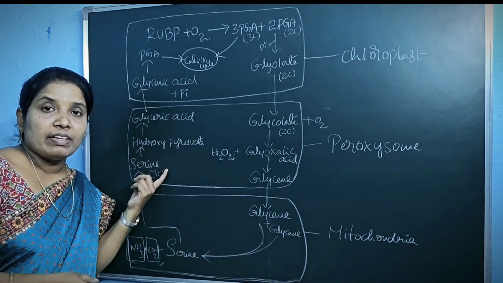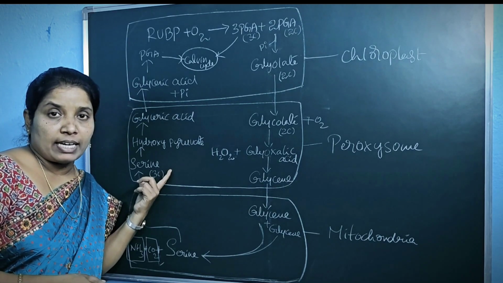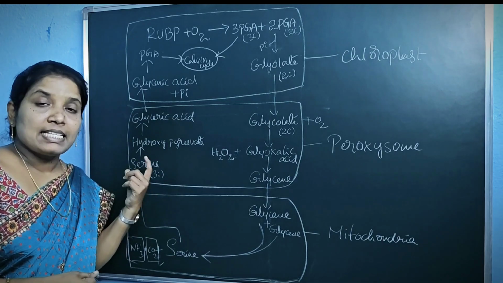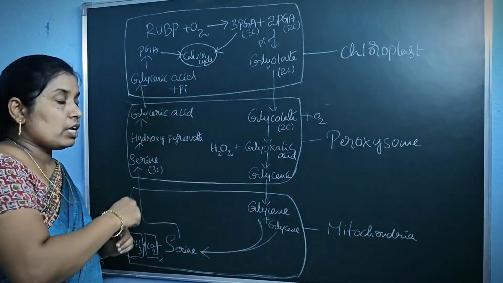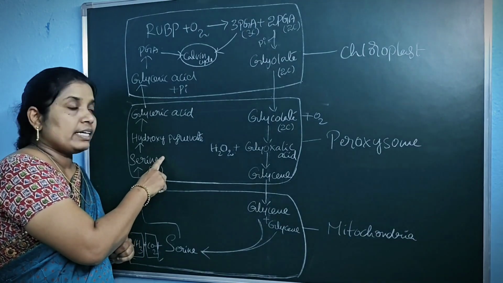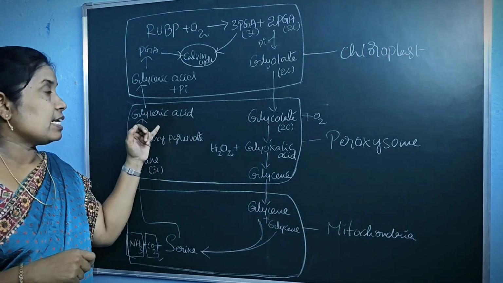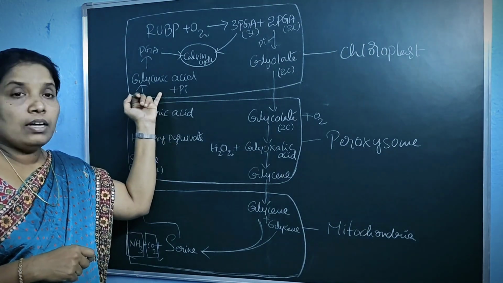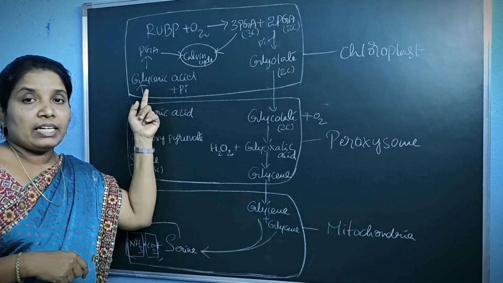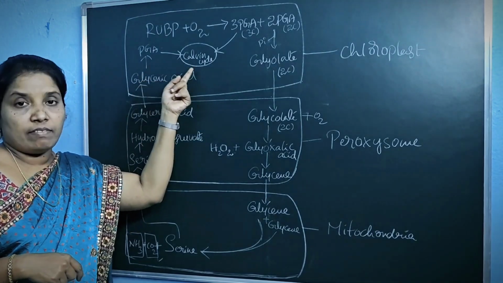Serine is combined with glyoxylate in presence of an enzyme aminotransferase. There it converts into hydroxypyruvate plus glycine. Okay. So now hydroxypyruvate undergoes a reduction reaction. There it converts into glyceric acid. So now the glyceric acid again enters into the chloroplast. The glyceric acid undergoes phosphorylation. It converts into 3-PGA. So that is also utilized in the Calvin cycle.